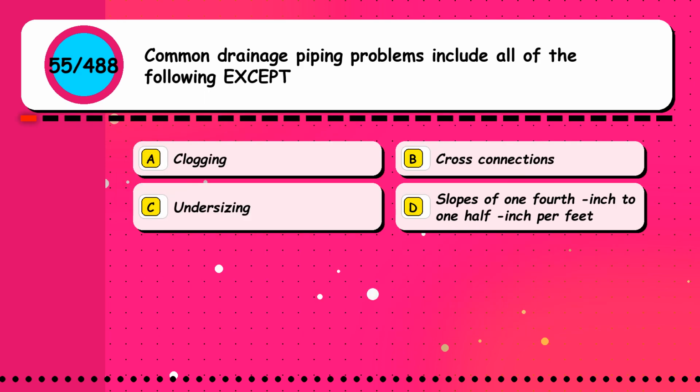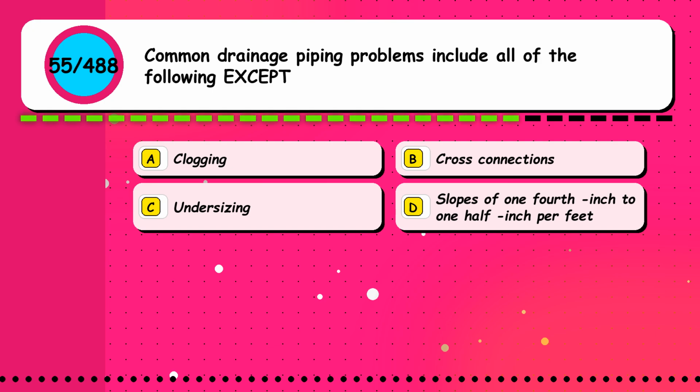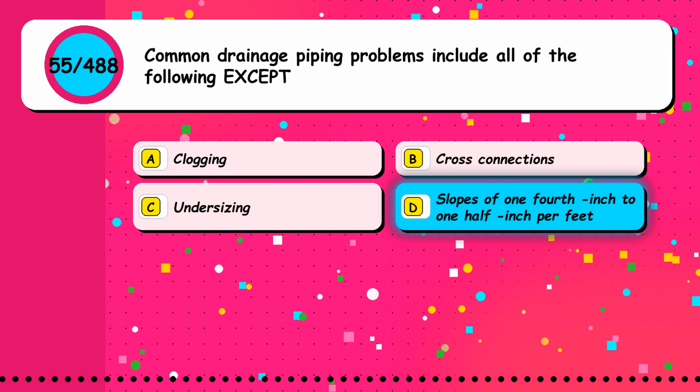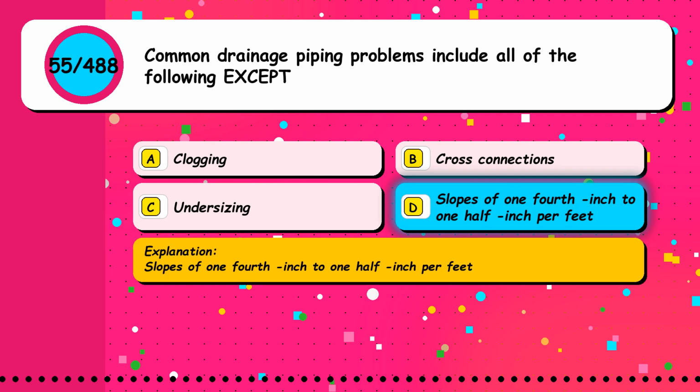Question 55. Common drainage piping problems include all of the following except option A, clogging, option B, cross connections, option C, undersizing, option D, slopes of 1/4 inch to 1/2 inch per foot. The correct answer is option D, slopes of 1/4 inch to 1/2 inch per foot.